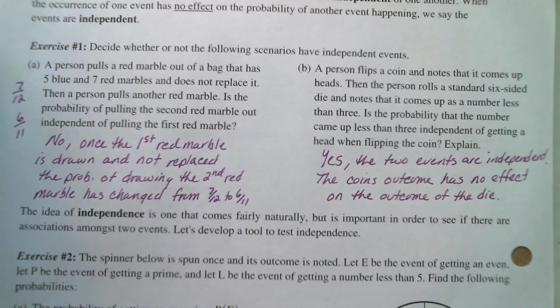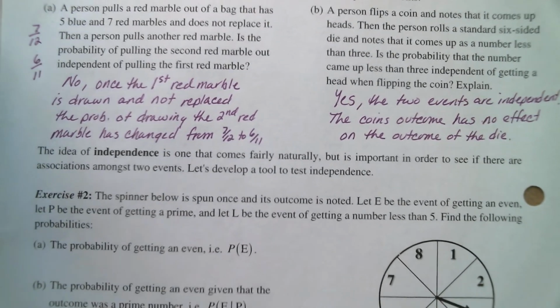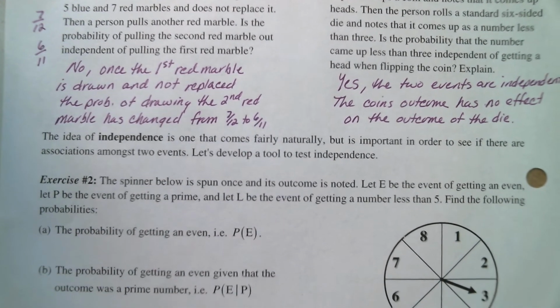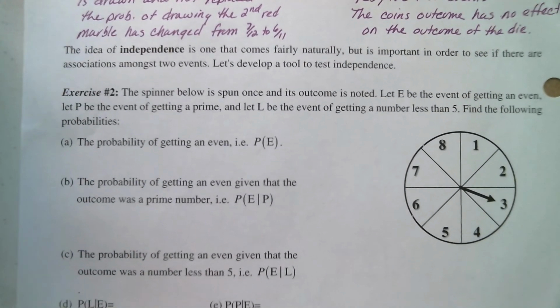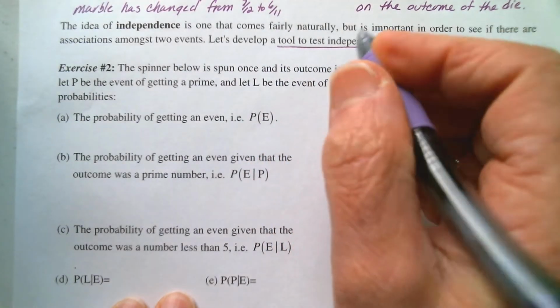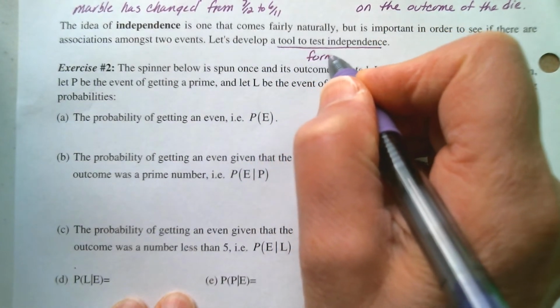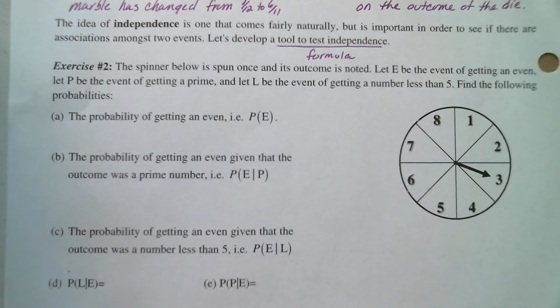The idea of independence is one that comes fairly naturally, but it's important in order to see if there are associations amongst two events. Let's develop a tool to test independence. Of course, our tool is going to end up being a formula, which I believe we'll get to on the next page.